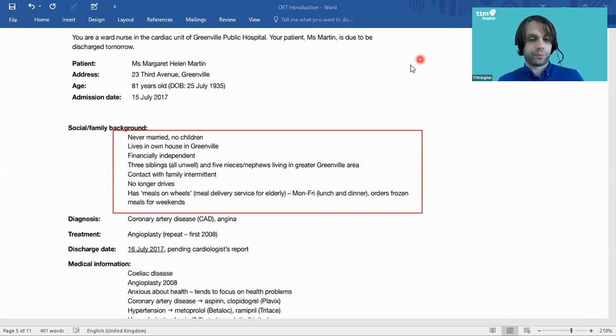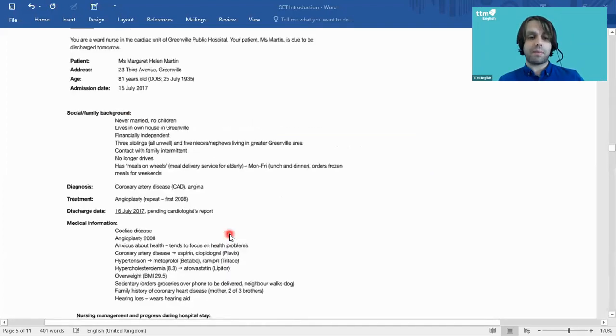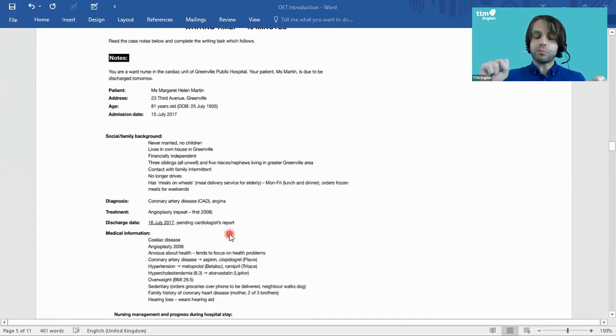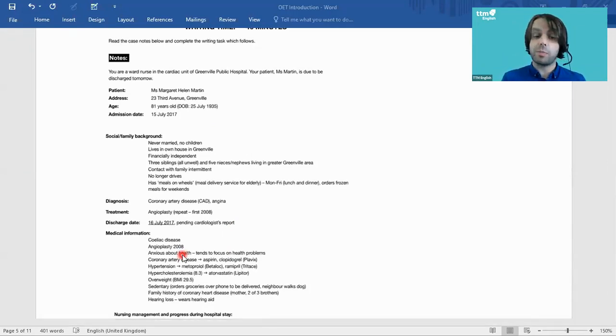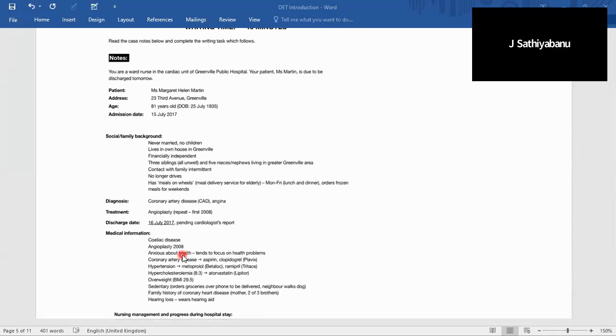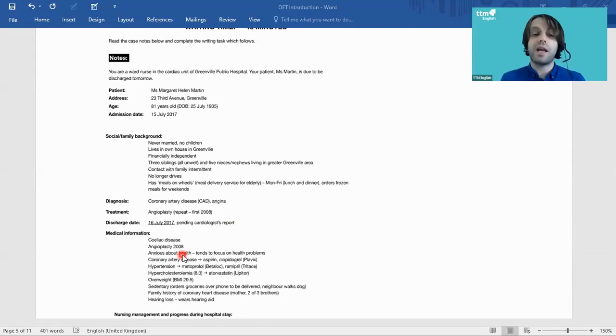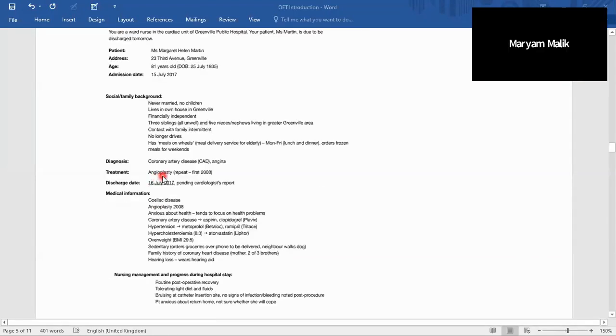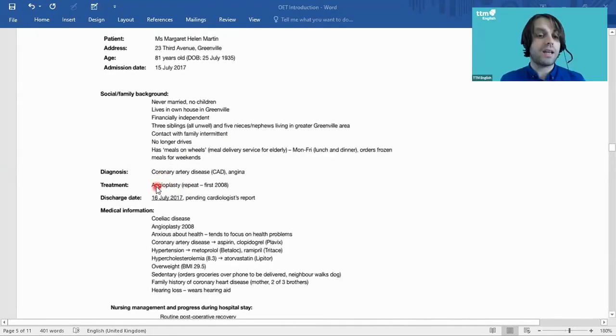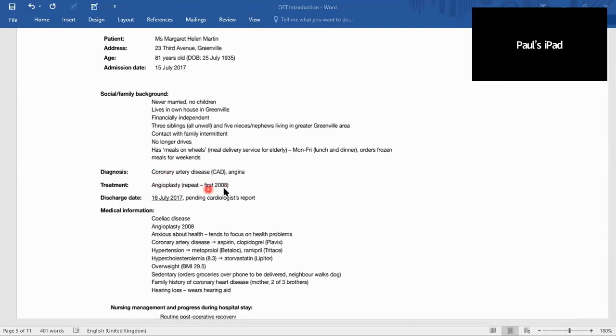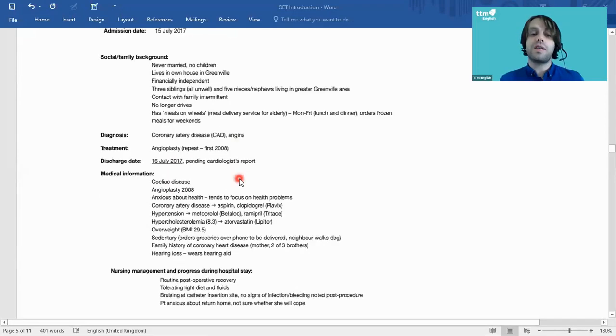So let's just stand back and think about this lady. She's 81 years old. The story is that she went into the hospital to have her angina dealt with. Has she had problems with angina before? Do you guys remember? Yes. She had an angioplasty in 2008, didn't she? Remember? Yes. So let's just get those things in our minds now, guys.